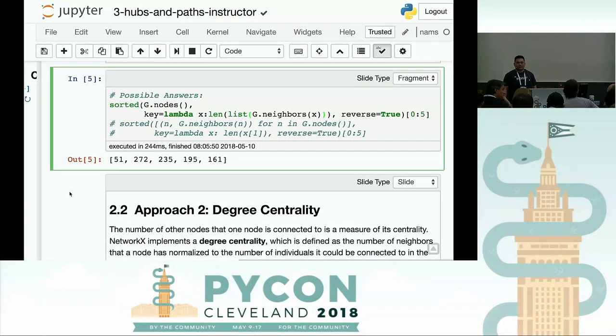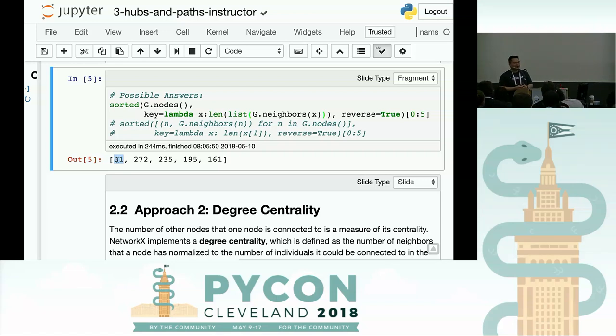Okie dokes. So how many people are done with this exercise that we left off with? Can I get a show of thumbs, please? All right, so we're at quorum. You should get something like node 51 being the top-ranked node. Everybody got that? Node 51 is the top-ranked node? Great. All right. There are multiple ways of doing this.